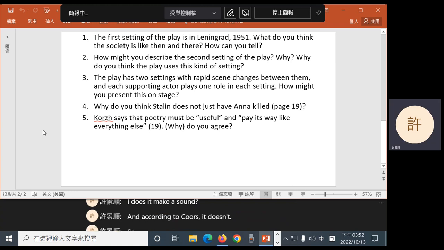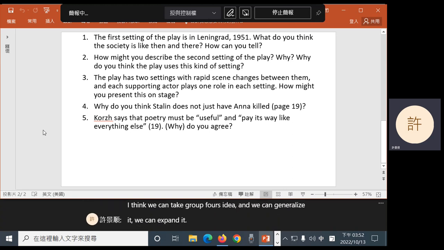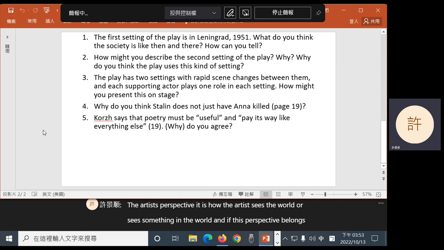So I think we can take group four's idea and we can generalize it. We can expand it. Poetry, like every kind of art, is part of society, but it is not entirely belonging to society. One way to look at art is it is the artist's perspective. It is how the artist sees the world or sees something in the world. And if this perspective belongs entirely to society, then there's nothing new, right? The artist is just repeating what other people's perspectives look like. So it has to be something new. It has to be something different.